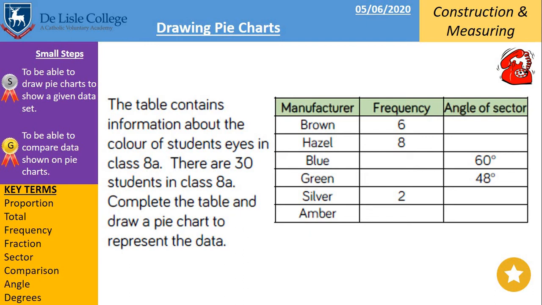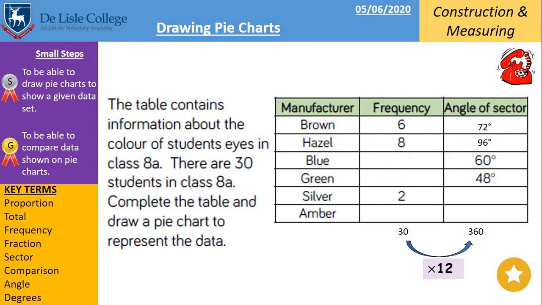So I think the most sensible place to start would be a total. Angle of the sector 360, and we know the frequency is 30. What have we done from 30 to get to 360? We've multiplied by 12. So I will go through and fill in all the frequencies and angles there. So brown, frequency of 6, we're going to multiply it by 12, 72 degrees. Hazel, we're going to do 8 times 12.